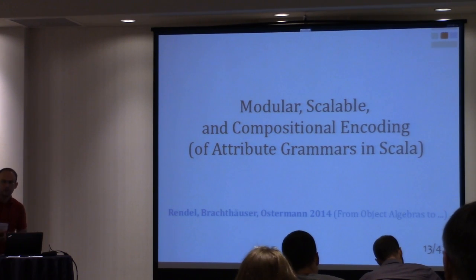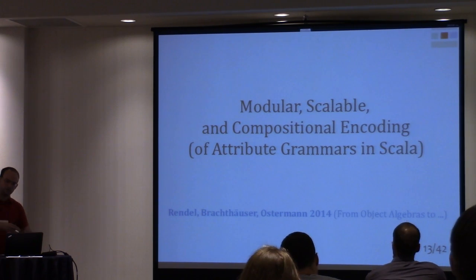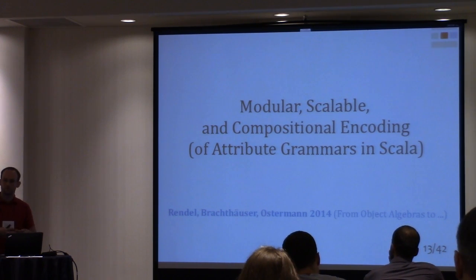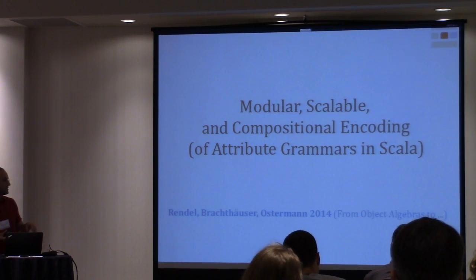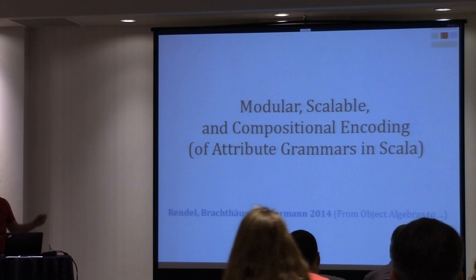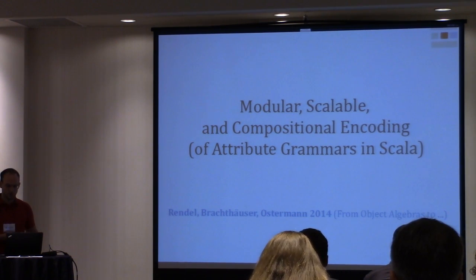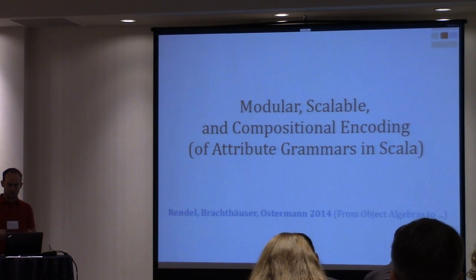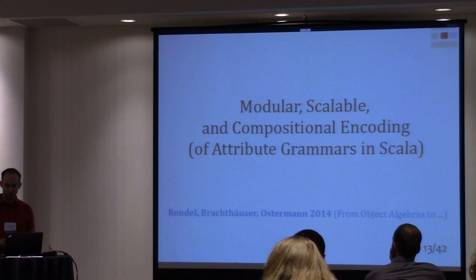So the second thing is about looking a bit more into detail about what we can do with this kind of encoding of things as algebras. And this is based on a paper we had last year at Uppsala together with Jonathan Prachthäuser and Klaus Ostermann. So it's about modular, scalable, and compositional encoding of attribute grammars in Scala. So why did we do that?